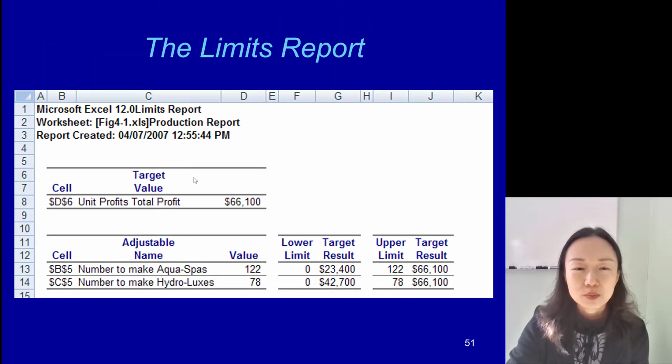And the limits report does not really tell you much besides the current value for your objective function and the decision variables. It basically tells you if you set one of the decision variables to be 0, what will be your objective function value.